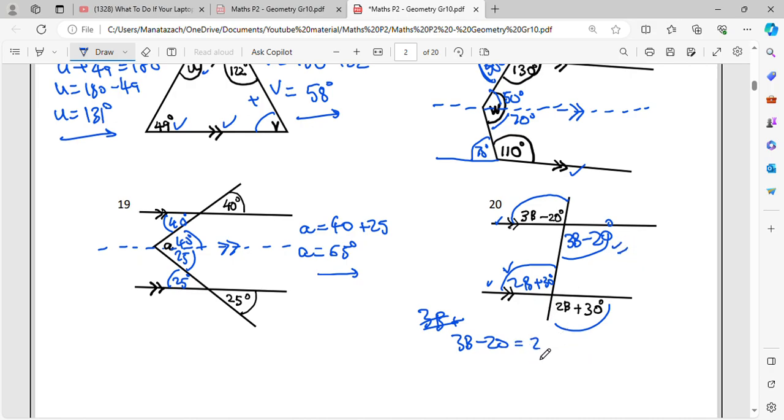It is equal to 2b plus 30. So from here we'll solve for b. So 3b minus 2b is equal to 30 plus 20. So 3b minus 2b will give us b. That means b is 50 degrees.